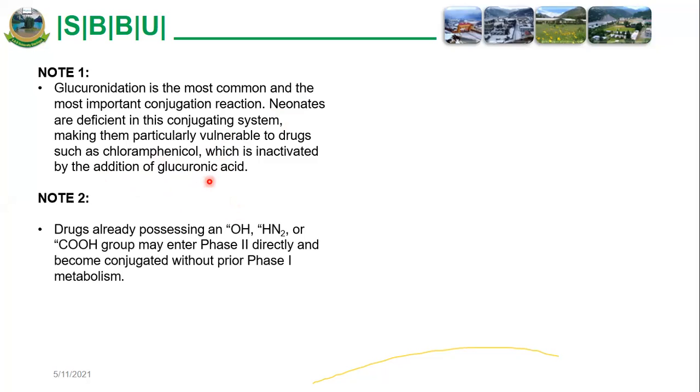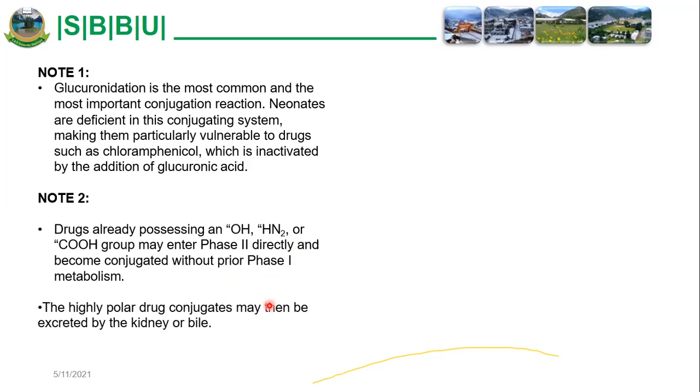And this point should also be noted: sometimes drugs possessing a hydroxyl, amino, or carboxylic group may enter directly into phase 2 reactions. They already possess these functional groups, so they directly enter the phase 2 reaction, where they are conjugated without phase 1 metabolism.